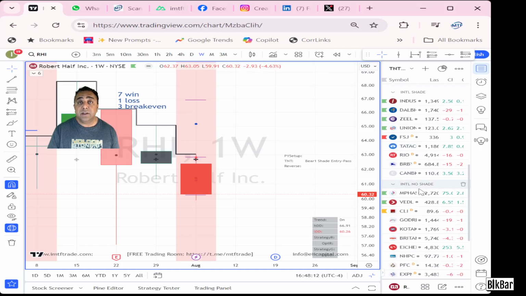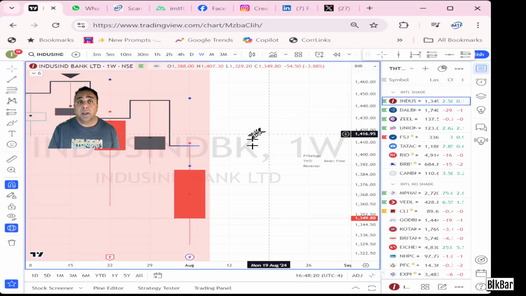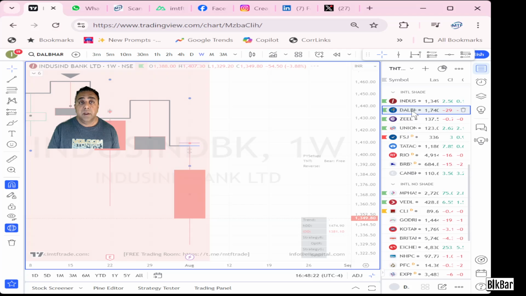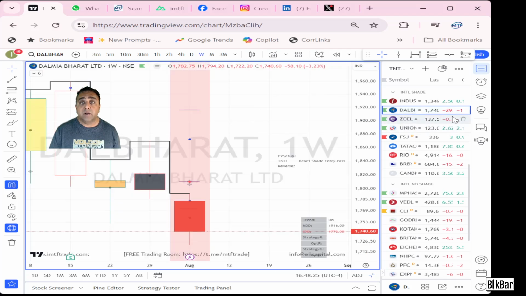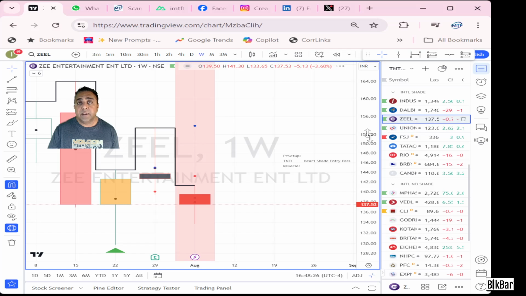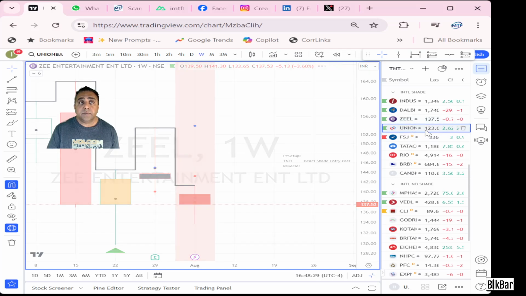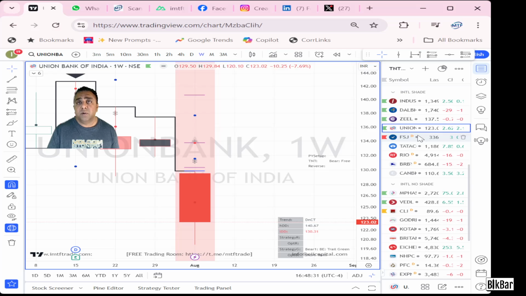So if we look at the international, which we're grouping to be UK stocks, Europe stocks, and Indian stocks, here are the results. This is the Indian stock here. This is profitable. This is another Indian stock that was profitable. Z, that was profitable. Union Bank of India was profitable.